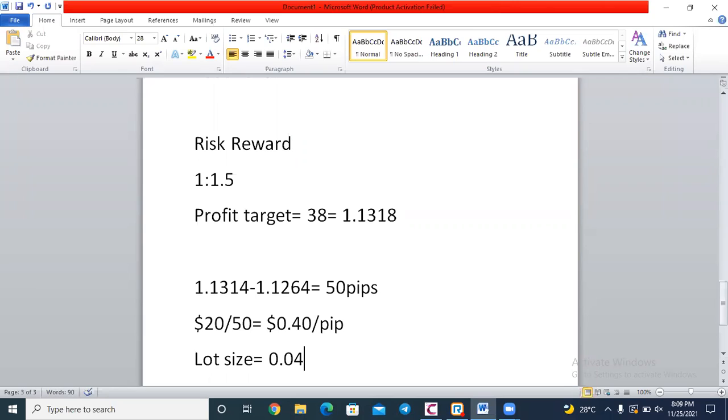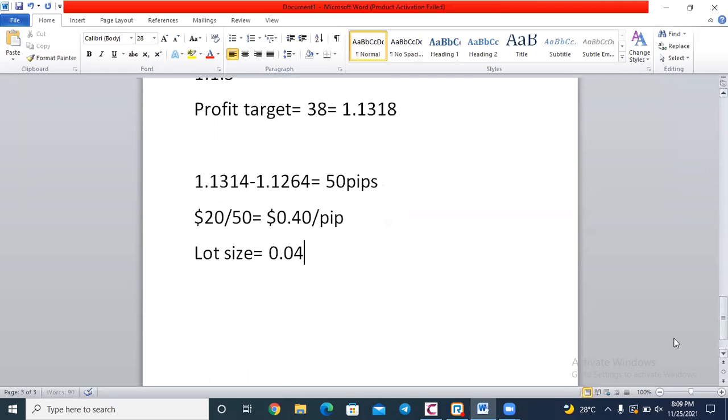So as the market risk varies, the lot size also varies. Now let's see our profit target. Since our risk is 50 pips, our target should be 75 pips. That's 1:1.5.